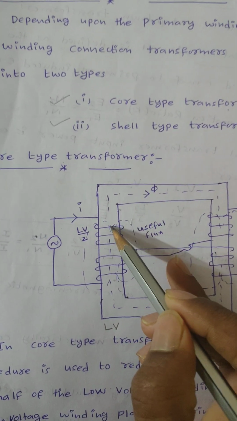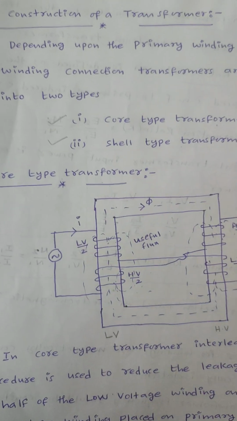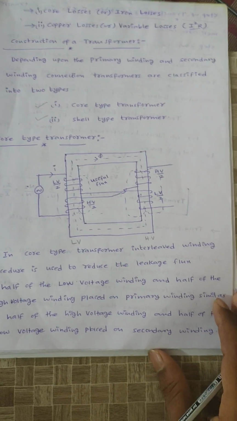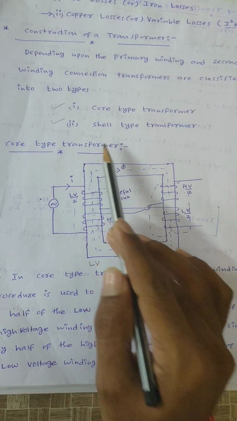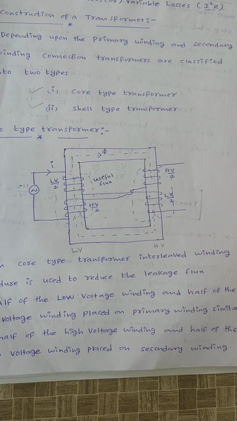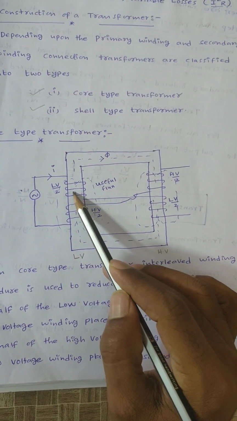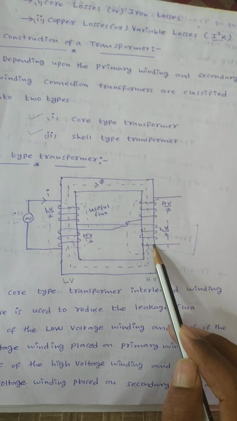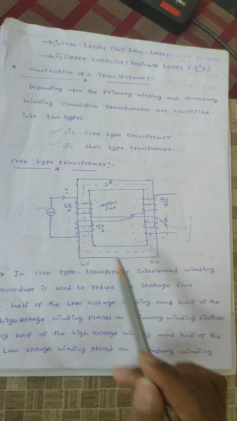Now the flux which is produced in the primary winding is also linked with the secondary winding. Hence leakage flux will be reduced. When leakage flux is reduced, power transfer capability is more. That means in case of core type transformer, by using interleaved winding procedure, we can reduce the leakage flux. Interleaved winding procedure is nothing but half of the LV winding and half of the HV winding are placed on the primary side, and similarly half of each on the secondary side.